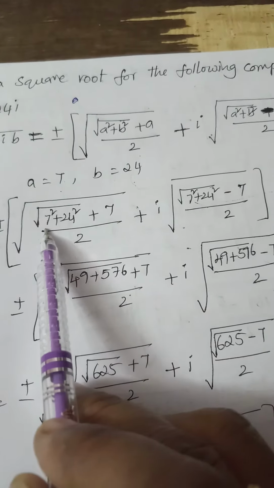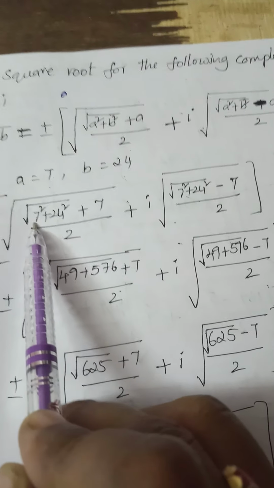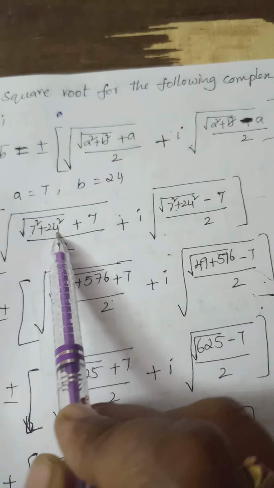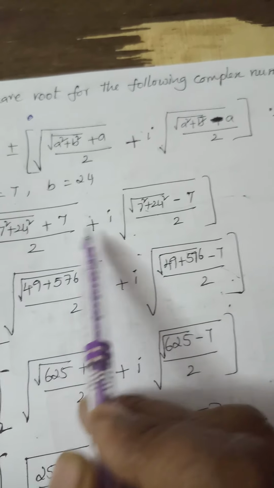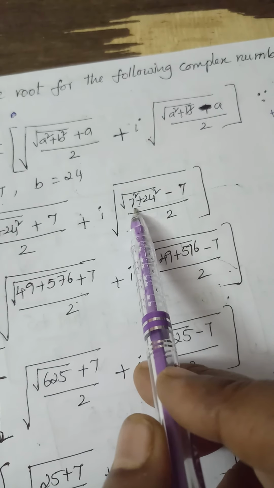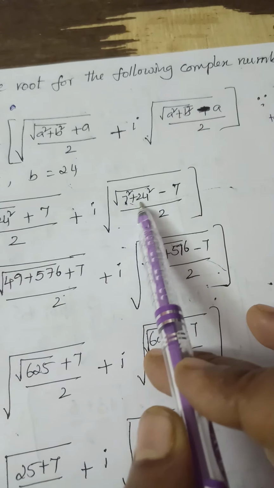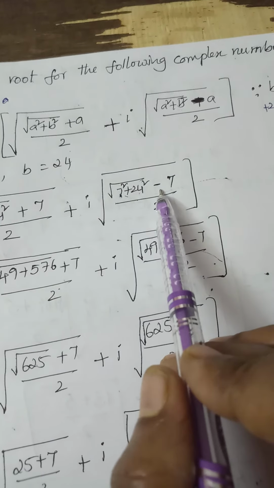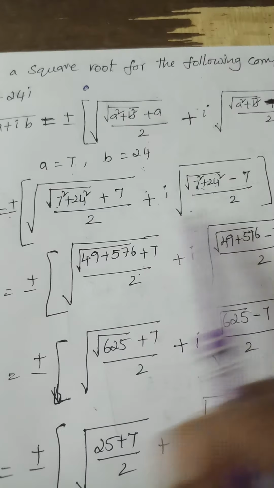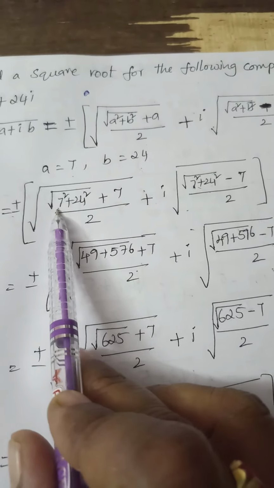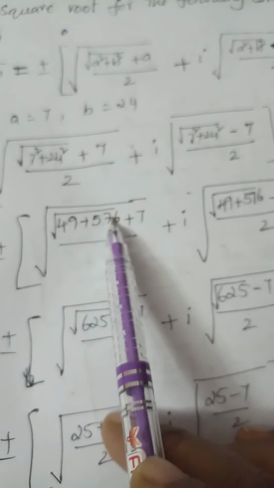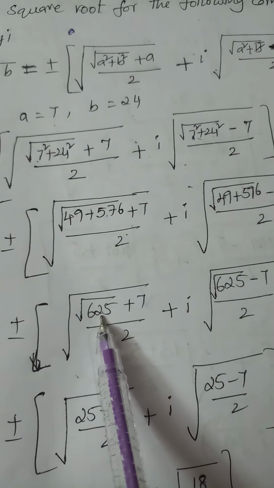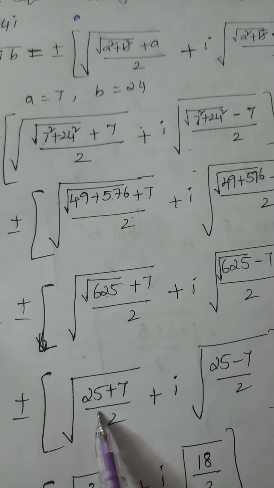So root of (root a square means 7 square plus b square means 24 square plus a value 7) by 2 plus i into root of (root a square means 7 square plus b square means 24 square minus a value 7) by 2. So we know that 7 square, 7 7s are 49, plus 24 into 24, 576. If you add 49 plus 576, you will get 625. Root 625 value is 25.